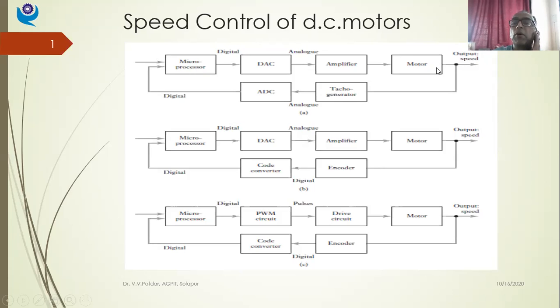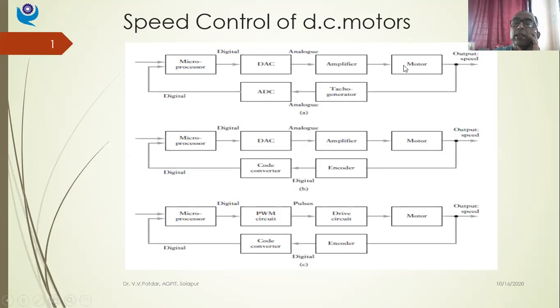How am I going to measure the actual output? I'll have some sensor connected to the output shaft of the motor. That can be a tacho generator, an encoder, or any speed sensing device. The tacho generator is a sensor transducer. It converts the speed signal into an equivalent analog voltage. Now this equivalent analog voltage is converted into a digital signal by using an A to D converter.